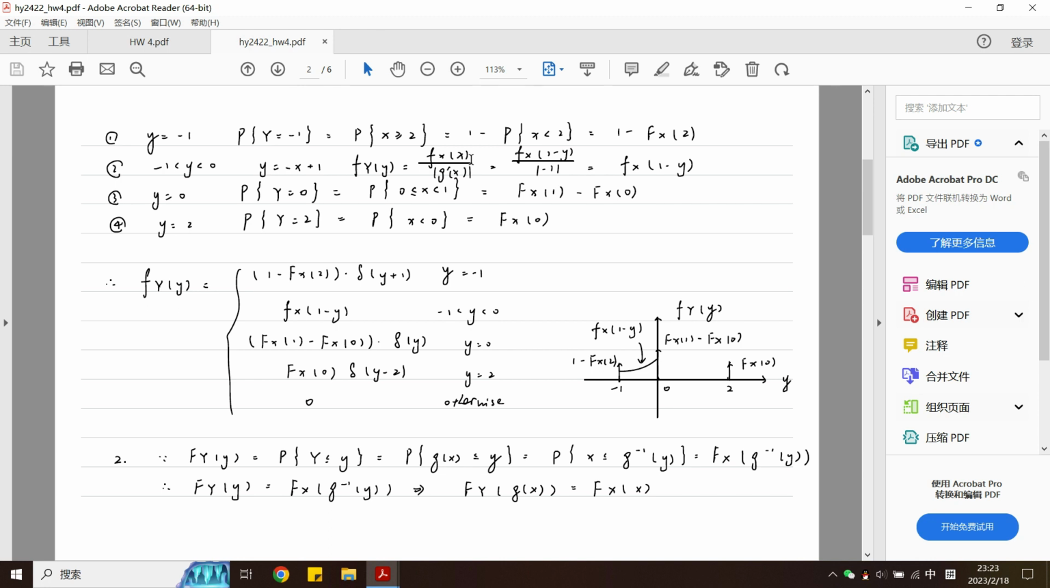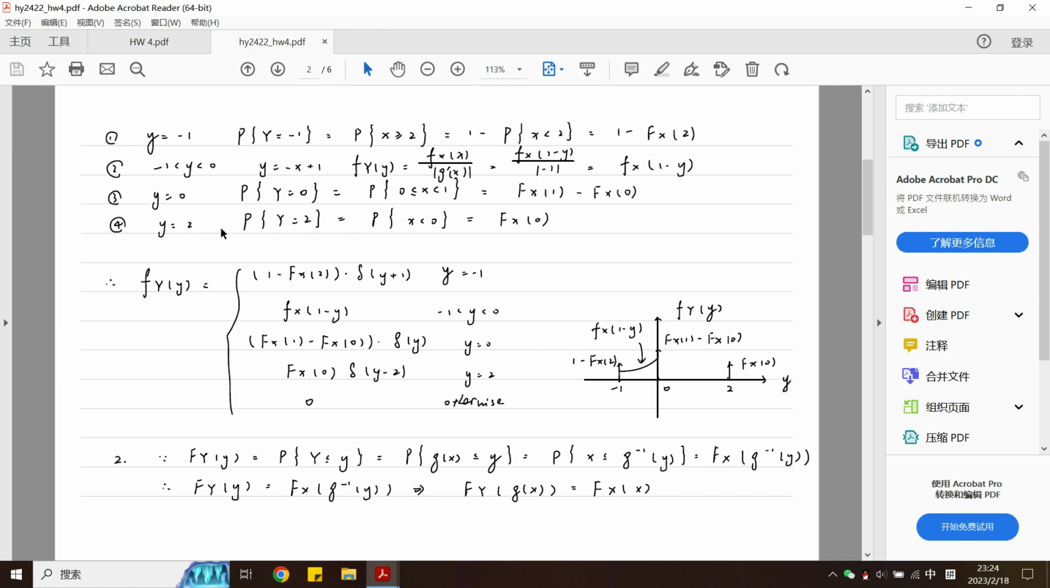So after that, if y ranges from negative 1 to 0, the function will be y equals to negative x plus 1. So we can use the formula that small fy equals to small fx divided by the absolute derivative of g(x). So in this function, the derivative of g(x) is negative 1, and the fx is fx(1 minus y). So after that, if y ranges from negative 1 to 0, it will be fx(1 minus y).